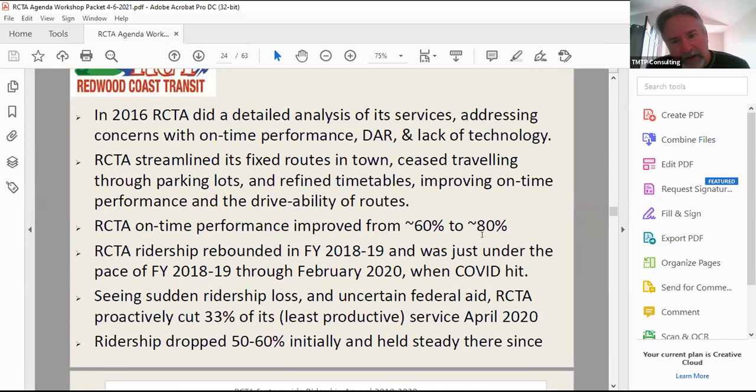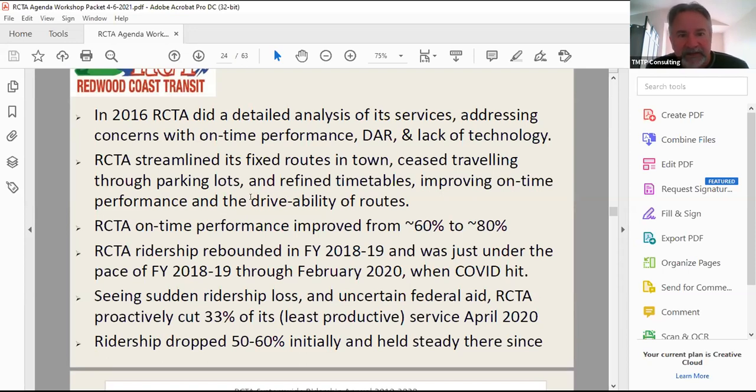And even that number, I think it's actually a little better than that, but our AVL is limited on how it calculates the time points. So that's what it's showing, so that's what we'll go with. We did that through, we no longer went through parking lots and dealt with traffic and potential risk of doing that. We streamlined the routes to keep the bus moving more and sitting less.